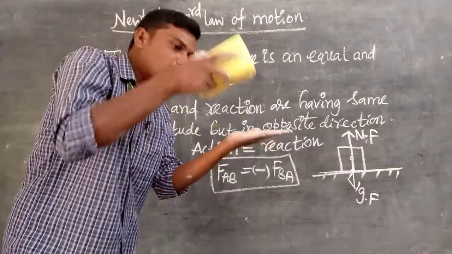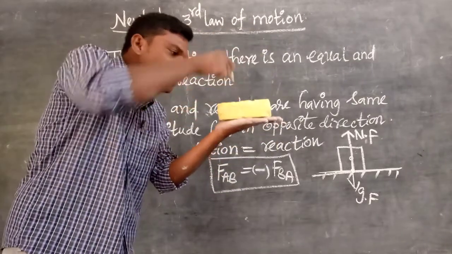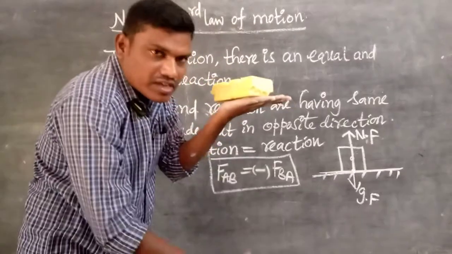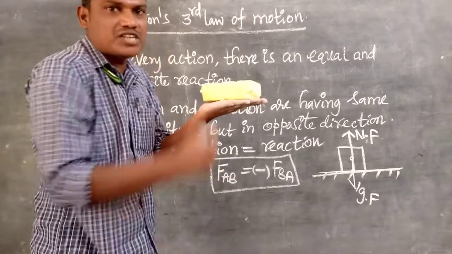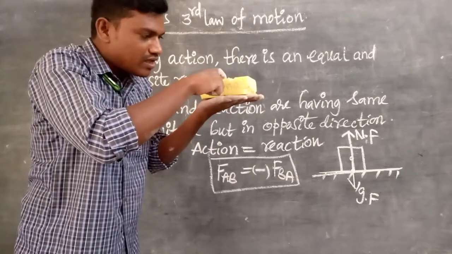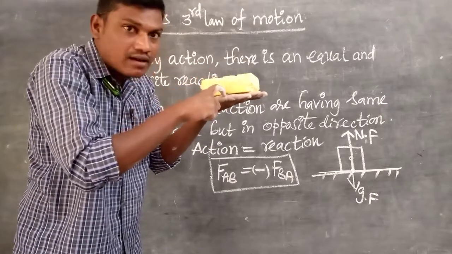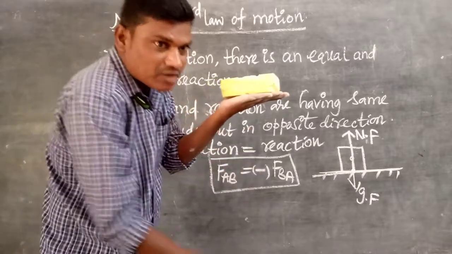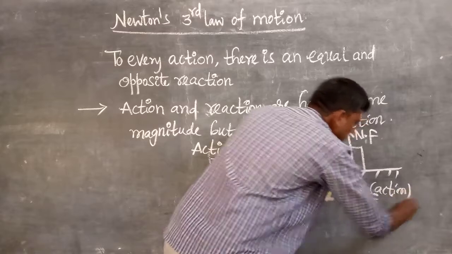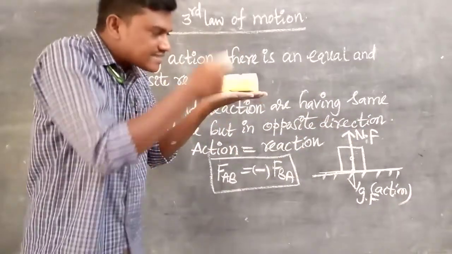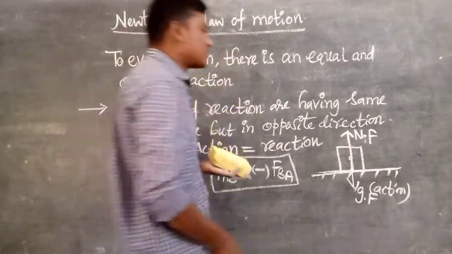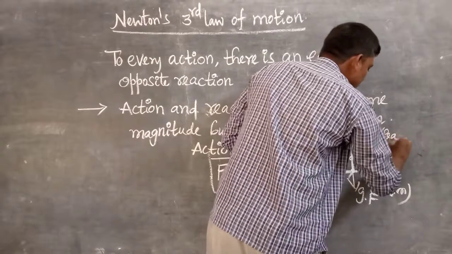That's why when one body is placed on another body, this body will exert some force on my palm by the gravitational force. Then the brick is acting with some force on our palm by the gravitational force, that is called the action. At the same time, our palm exerts some force on the object vertically upward, that is the reaction. So that's why the normal force is the reaction.